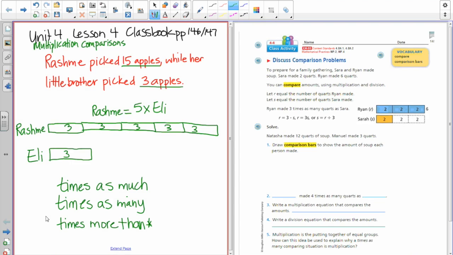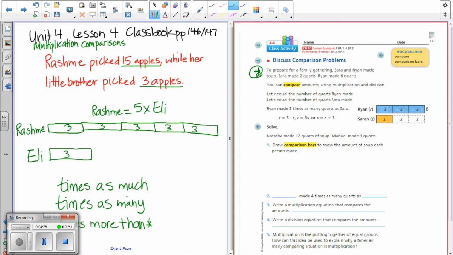Let's do another. We're going to be comparing a lot of numbers today with multiplication. I hope that you will start to see that when we do a couple more examples. Looking on page 146, you see that to prepare for a family gathering, Sarah and Ryan made soup. Sarah made 2 quarts and Ryan made 6 quarts. You can compare these amounts using multiplication and division. We're going to let R equal the number of quarts Ryan made, and S equal the number of quarts Sarah made.